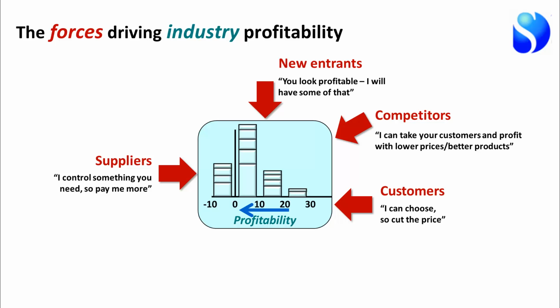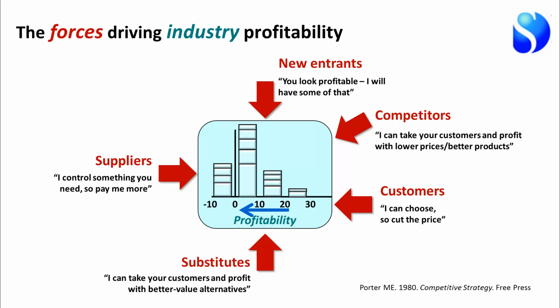And if all that's not bad enough, then there's the danger of substitutes coming along saying, I don't care what you're offering, I can actually offer your customers an alternative thing completely from what you're doing and take your customers and profits away from this industry entirely. So things like online meetings are a substitute for going somewhere by train or by plane. And this is a very long established framework.